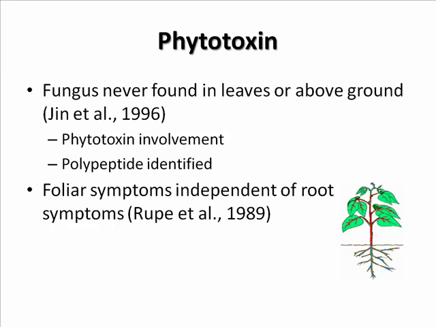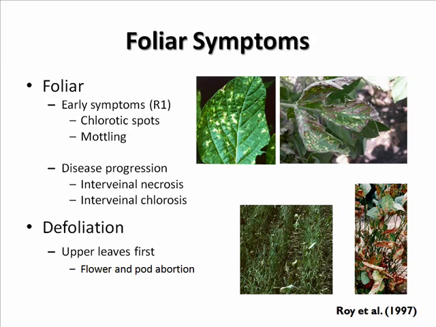Foliar symptoms are independent of root symptoms. What we mean by this is that sometimes you can inoculate the below-ground portions of the root and never observe foliar symptoms, or vice versa, you can inoculate the foliar portion of the plant and never observe root symptoms. It's one of those things that's very hard to study about this disease.